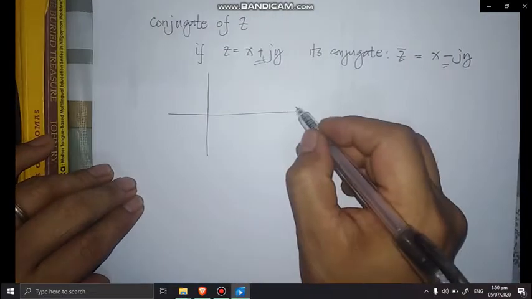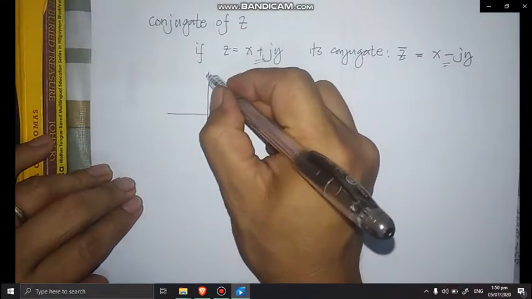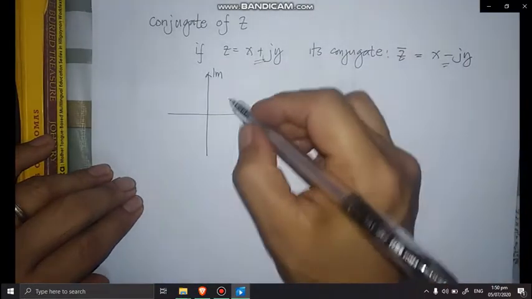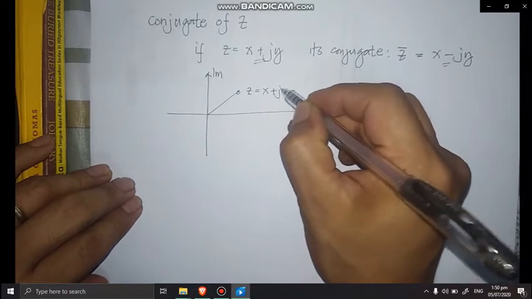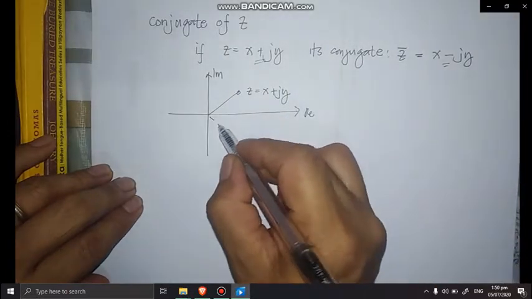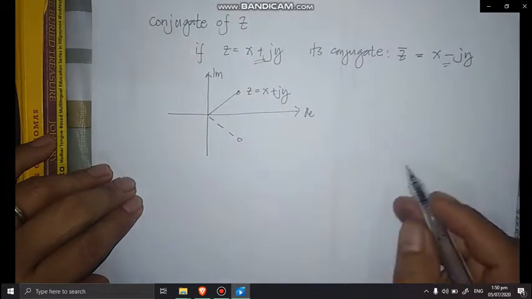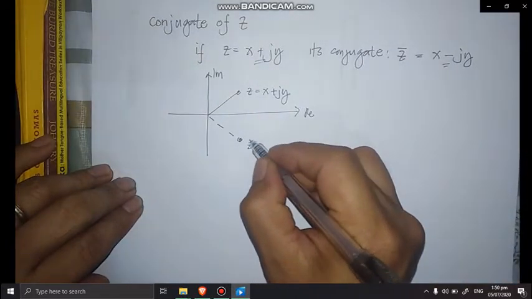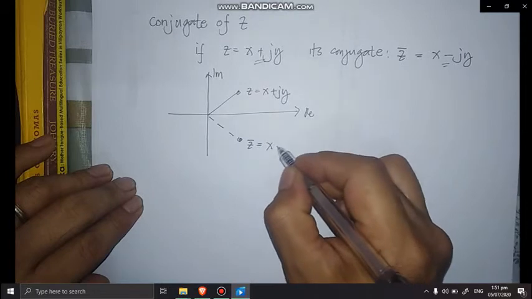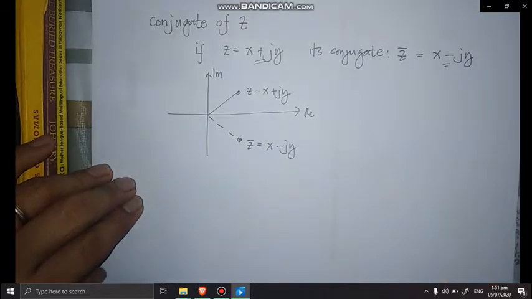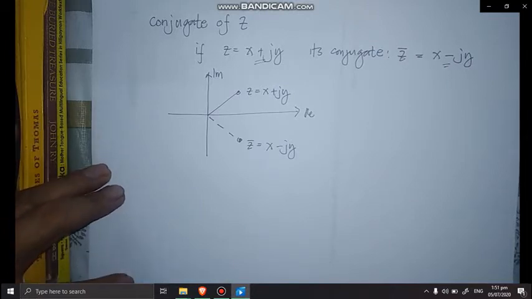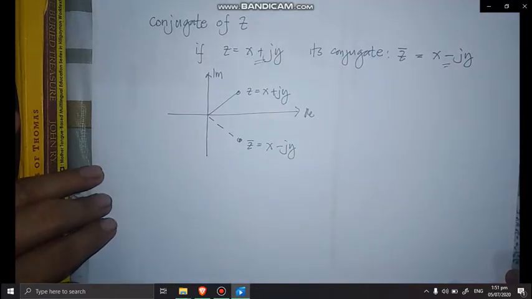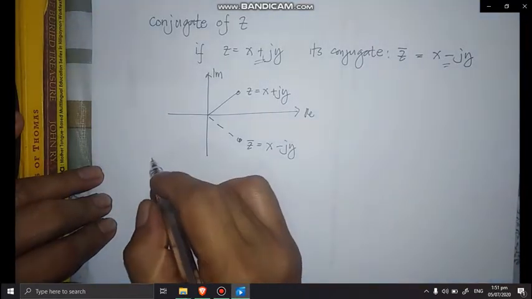Now, if I have here your Argand diagram, this is your real axis and this is your imaginary axis. And this is your complex number x plus jy. Under that is what we call the conjugate of your complex number, that is equal to x minus jy. That's how you take the conjugate of the complex number.